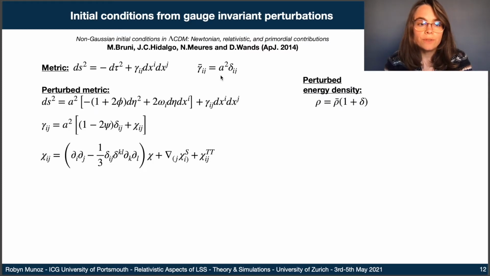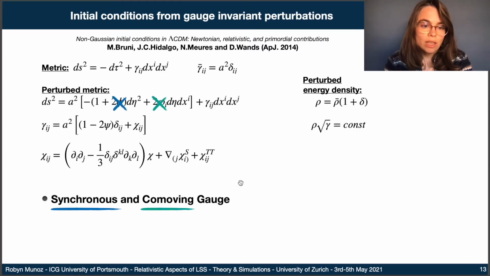And so we fully perturb this metric here, and we do the same for the matter, where we perturb the energy density, rho. Here you have delta that corresponds to the density contrast that you may be familiar with. And so we use the synchronous comoving gauge. This means that we cancel out temporal perturbations, and this also means that the energy density and the determinant of the spatial metric are directly proportional to one another.